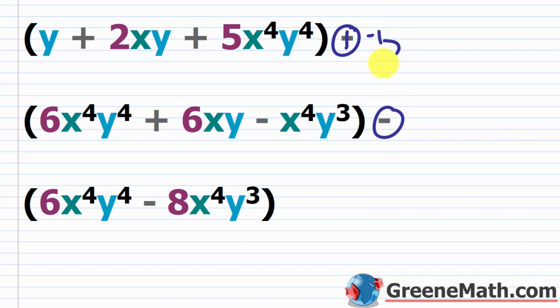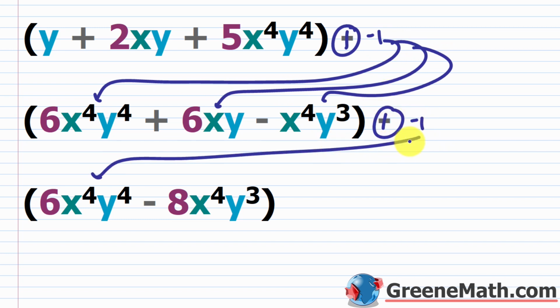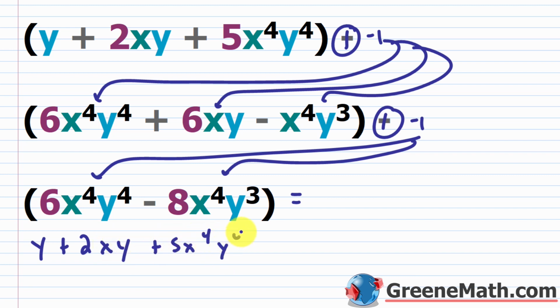And I know this is going to go off the screen, but this is going to get multiplied by each term here. So you distribute it to each term inside the parentheses, and I'll put plus negative 1 here. I'm going to do the same thing there, okay? So the first guy here, I'm just going to drop the parentheses. So you'll have y plus 2xy, and then plus 5x to the 4th power, y to the 4th power.